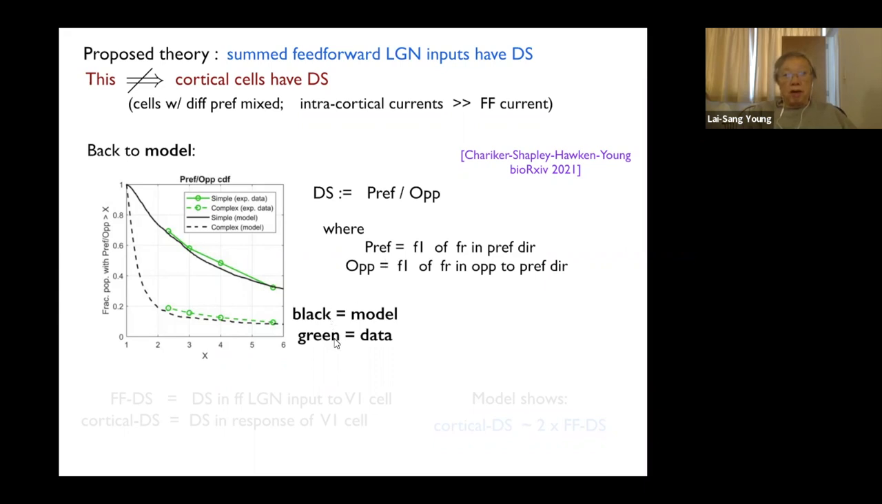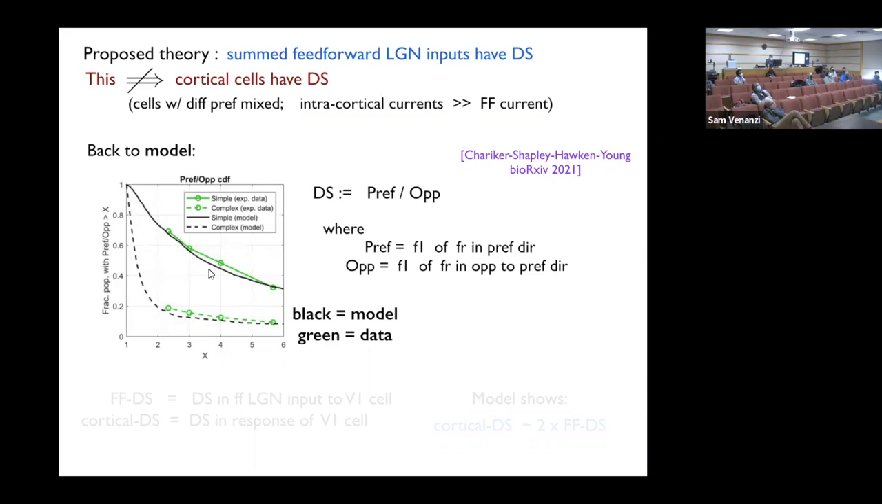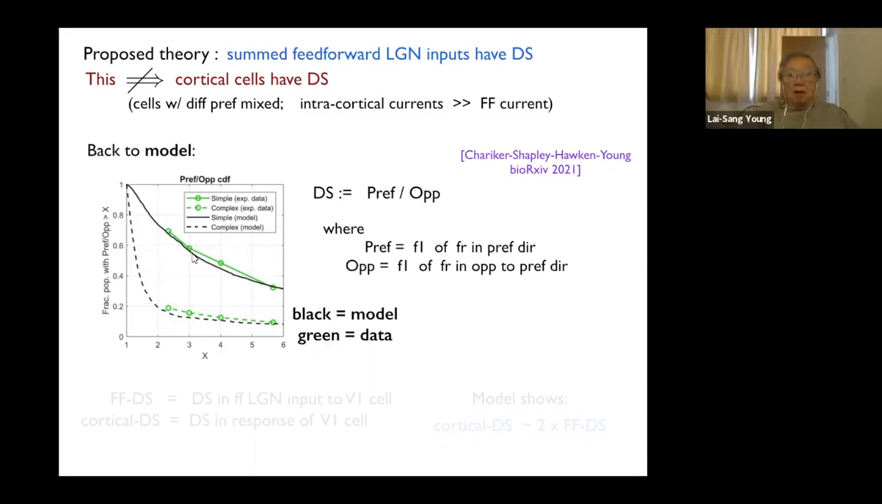Okay, so green here is data and black is model. For example, if you look at three, data says that about 58% of the simple cells have pref over op of at least three. This is a CDF, okay? And the model is not perfect, but pretty good. So these two lines come pretty close to each other. These are for simple cells. More than half of the cells have this ratio of three or more, which is pretty selective. These are complex cells.